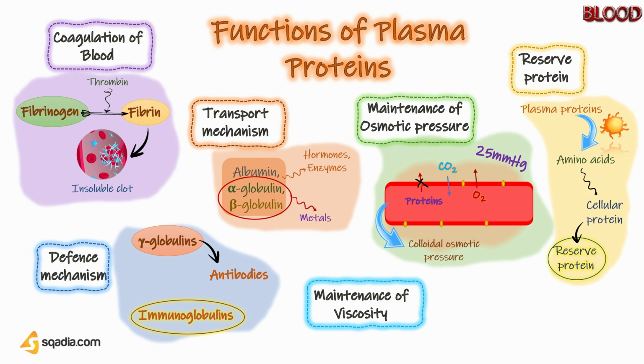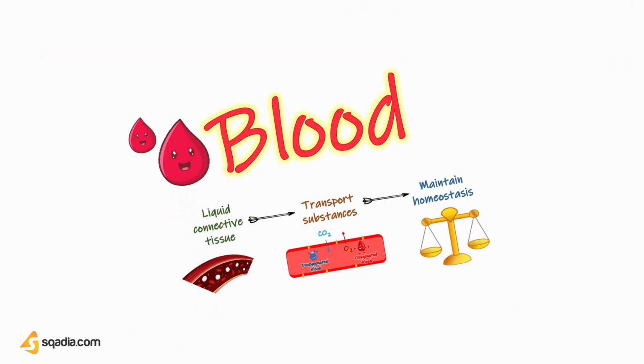Role in viscosity of blood. Plasma proteins provide viscosity to the blood, which is important to maintain the blood pressure. Albumin provides maximum viscosity compared to the other plasma proteins. So this was all about blood, the first and foremost component of the cardiovascular system.